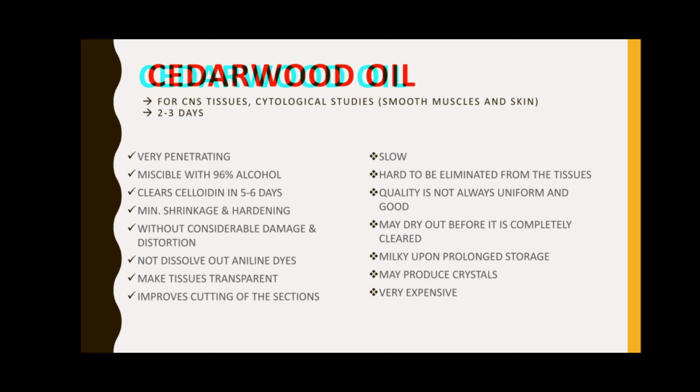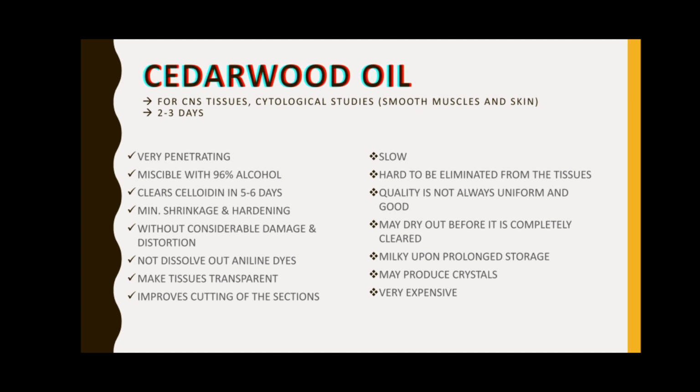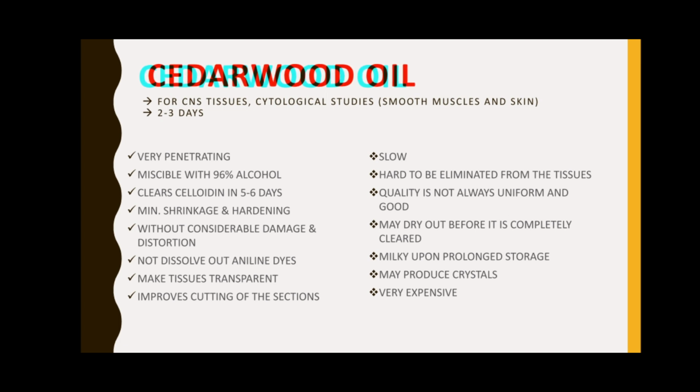It clears celloidine in 5 to 6 days, causes minimal shrinkage and hardening of the tissues. Tissues may be left in oil indefinitely without considerable damage and distortion. It does not dissolve out aniline dyes, and clearing with cedarwood oil often improves cutting of the sections. But remember, class, oils are not commonly used as a clearing agent in the histopath laboratory. The following are the disadvantages in using cedarwood oil.